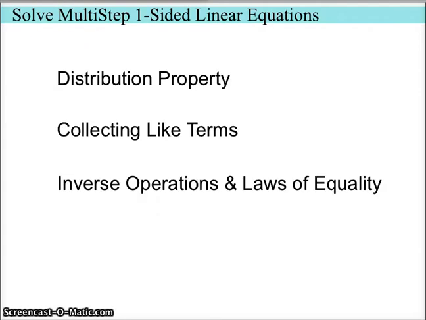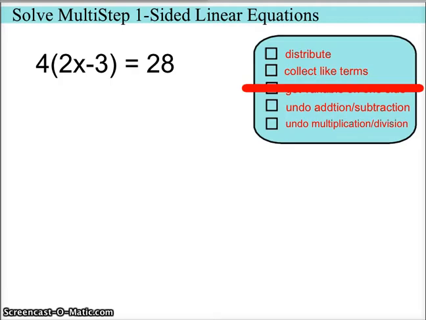So to do this, we'll be using the distributive property. We'll have to know about collecting like terms and understanding inverse operations and the laws of equality. An inverse operation just means, like, addition and subtraction are inverse operations. One undoes the other. Multiplication and division are inverse operations. And the laws of equality state that you can do anything you want to one side as long as you're doing it to the other side in an equation. So with those in mind, let's get to it.